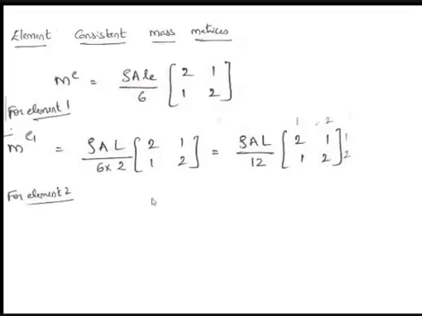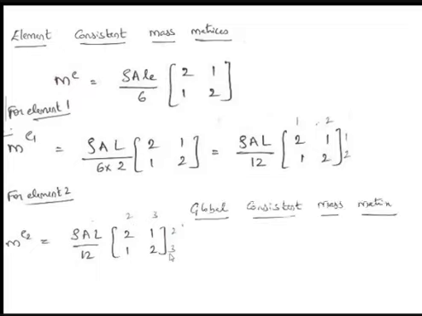Same way, if I do for element 2, it is rho A L by 12 times [2 1; 1 2]. Same thing because all the values are same. Only length is L by 2, which we have already substituted in this matrix. So it will be rho A L by 12 times [2 1; 1 2]. The nodes associated are 2 and 3. So 2, 3.